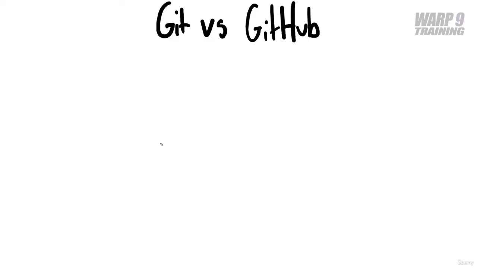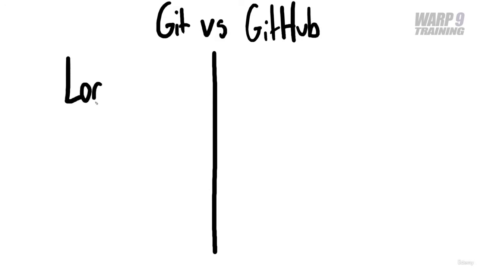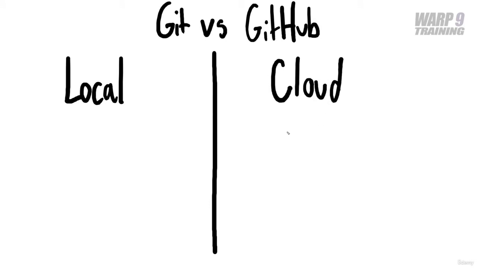Git versus GitHub. They both have Git in the name, but they do different things. Now, GitHub isn't exclusive. There are other platforms, such as Bitbucket, which would fall in the same category. So what are the differences? Well, they both do the same thing. They both track changes. But the difference is that Git is local and GitHub is in the cloud.